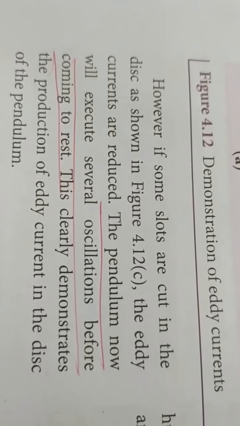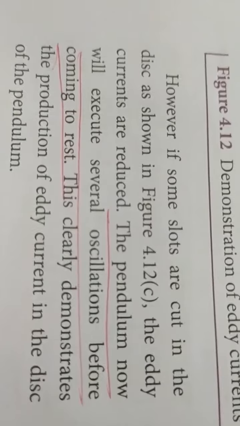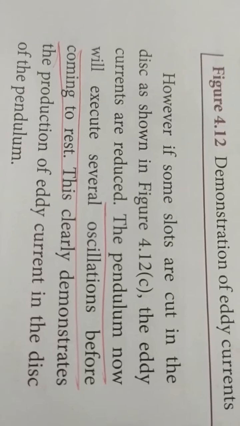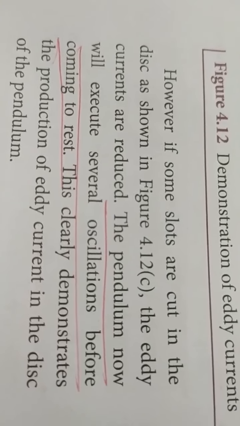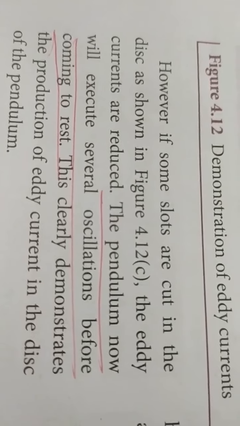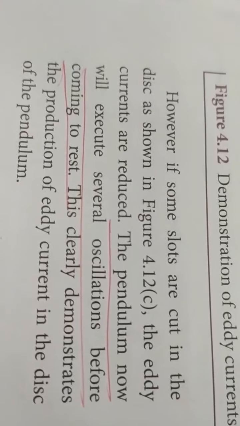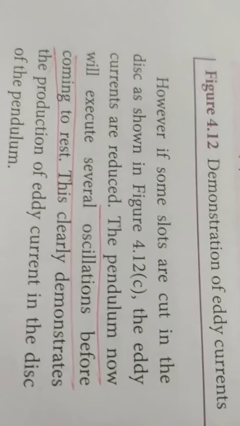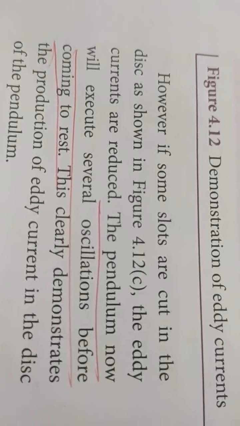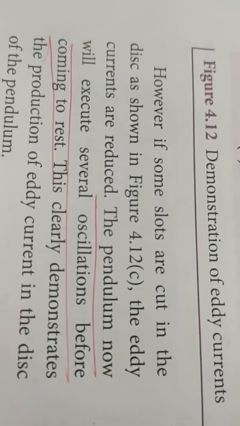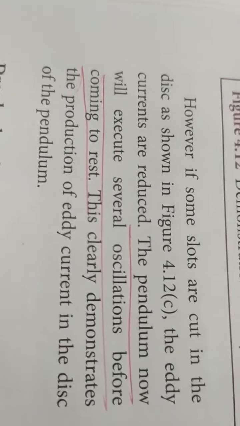But how can you avoid the eddy currents? If some slots are cut in the disc, the eddy currents are reduced. Slots means small holes, or you can say small structures inside the metal. So if you cut some slots in the metal or in the disc, the eddy currents can be reduced. This is the main thing you should understand.